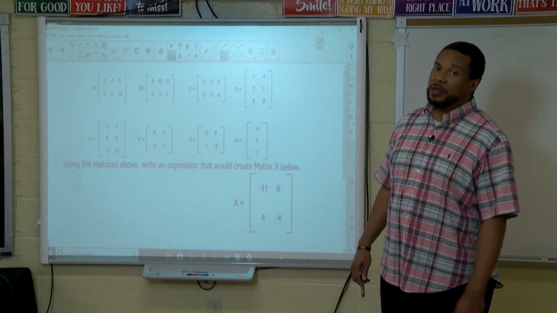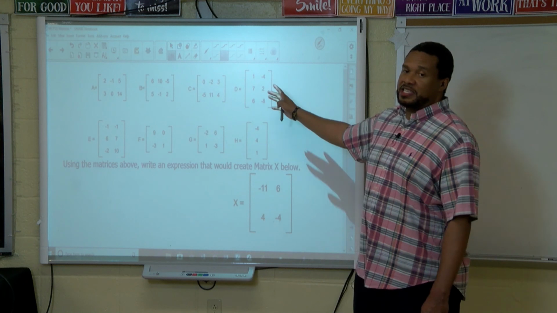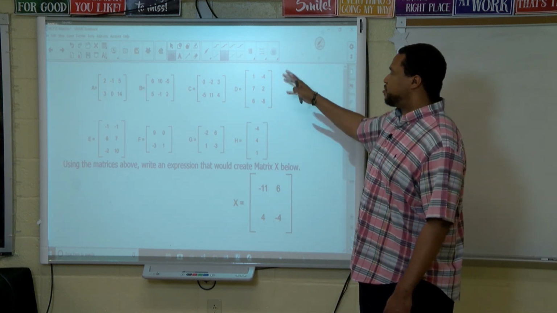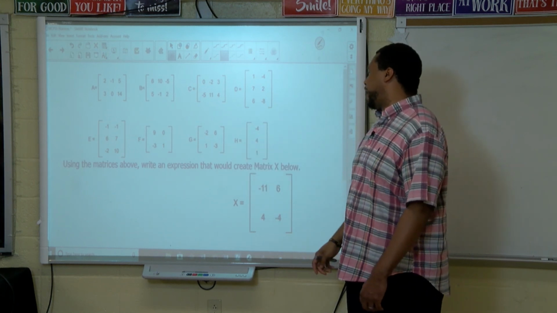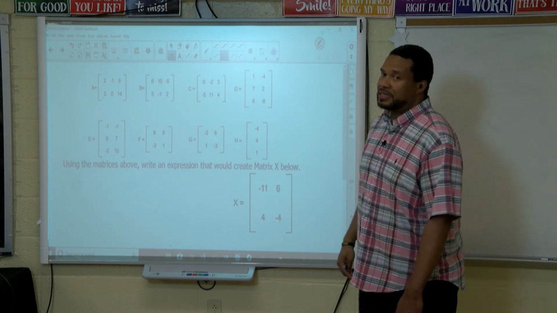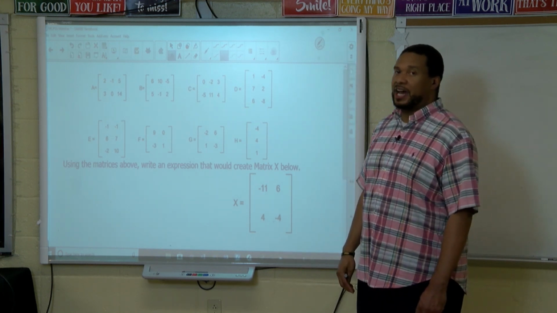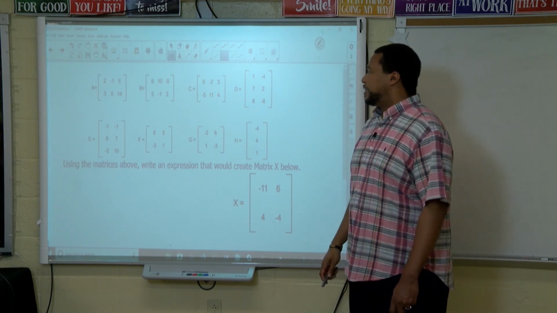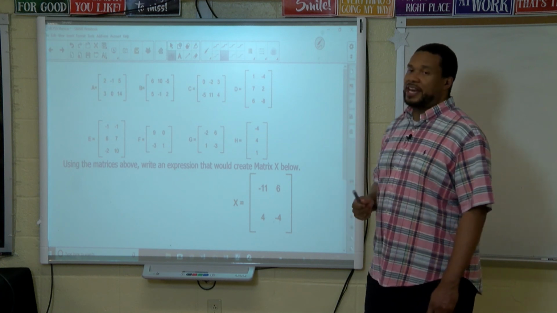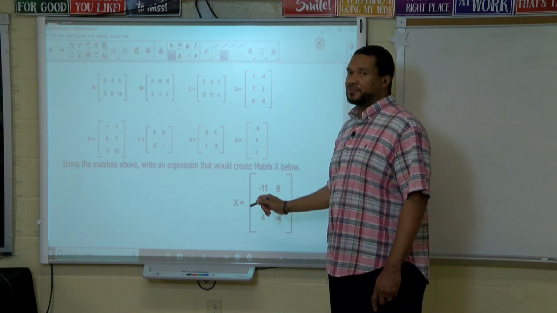All right, so before we go, these are our 8 matrices that were given. Use these matrices to write an expression that would create matrix X. Add, subtract, scalar multiplication, however you like to do it. With these 8 matrices, you can write an expression to create this matrix.